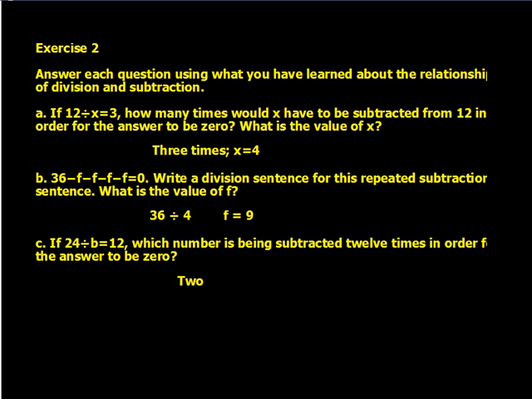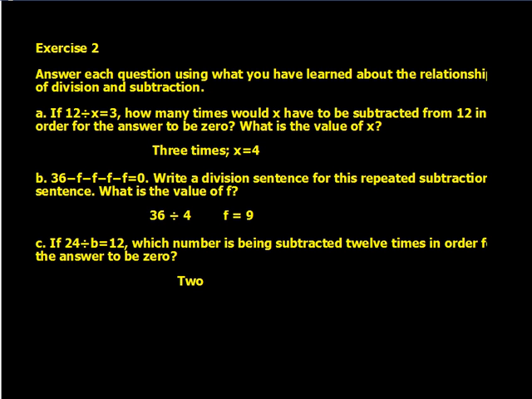Then we have part B, 36 minus f minus f minus f minus f, f equals 0. Write the division sentence for this repeated subtraction. And what is the value of f? So we have 36 divided by 4 is the division sentence. And of course, the value of f equals 9.